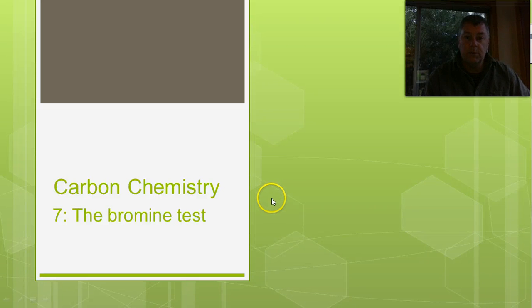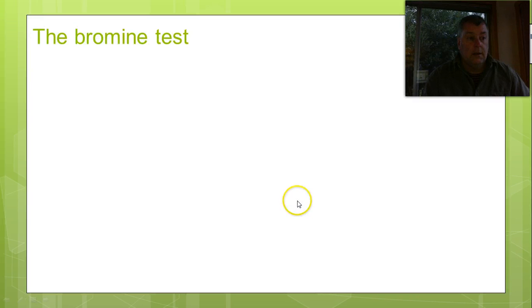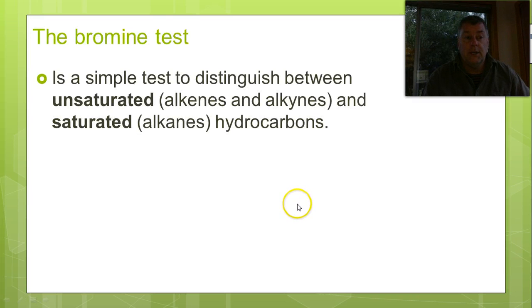Hello, as promised we're going to do the bromine test. Now the bromine test is a very simple test that's used to distinguish between the unsaturated and the saturated hydrocarbons. Remember, we haven't mentioned saturated and unsaturated for a little while, so you've probably forgotten.